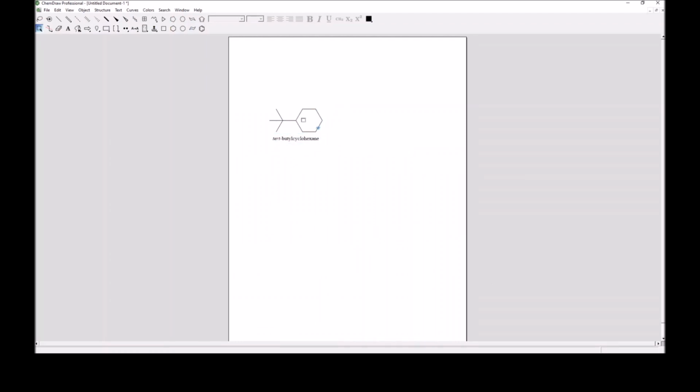So this cyclohexane is the parent chain. Coming off of it is a tert-butyl group. We could also build a sec-butyl group coming off of this. So here are 2 of the common substituent names that you need to know. And notice how they are alphabetized. So sec-butyl comes alphabetically before tert-butyl.